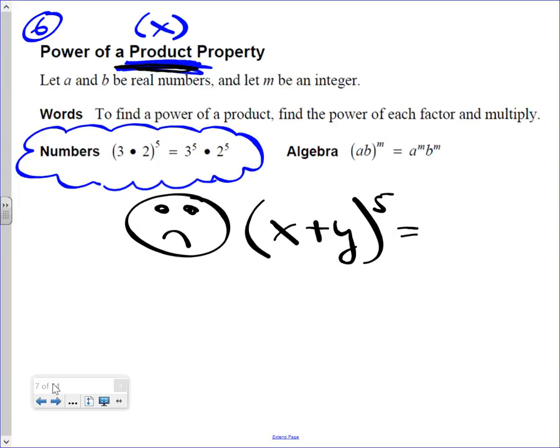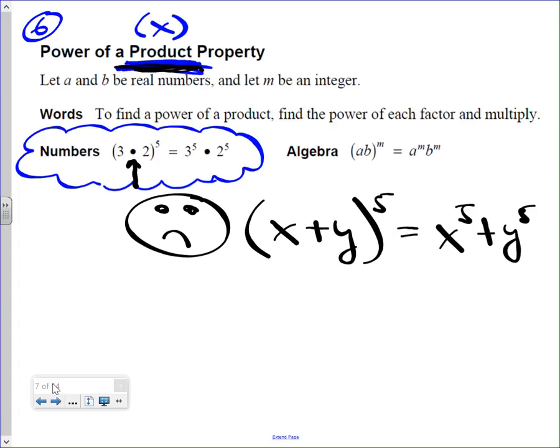What are we doing in the parentheses? Are we multiplying? What are we doing? We're adding. So this rule will not apply. So do not do this. This is why I'm putting a sad face. Do not do this. X to the 5th plus y to the 5th. That's a big no-no. Don't ever do that. This rule only works for multiplication. That's why it's product.